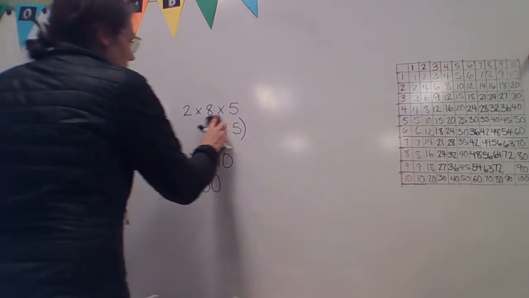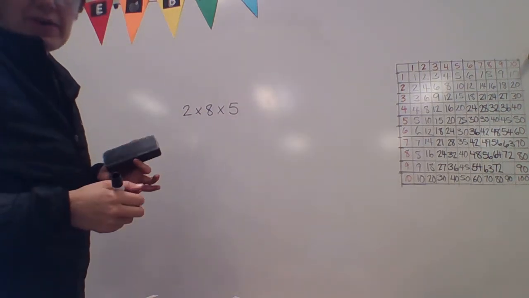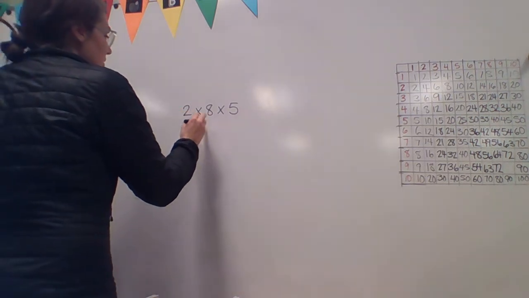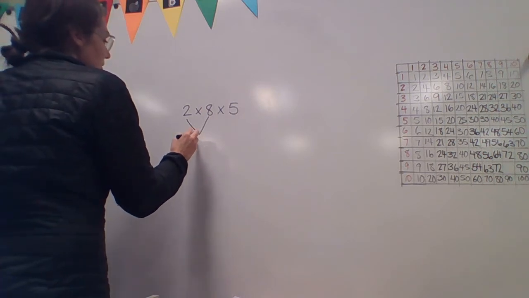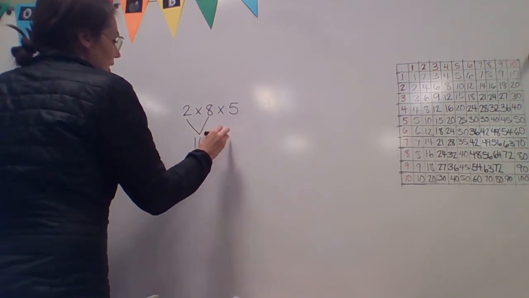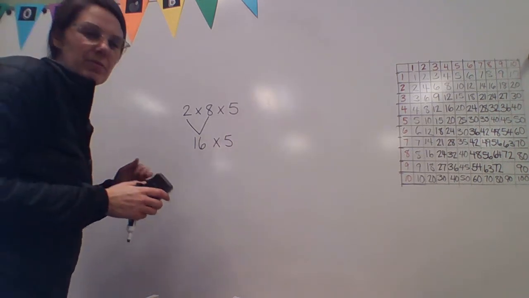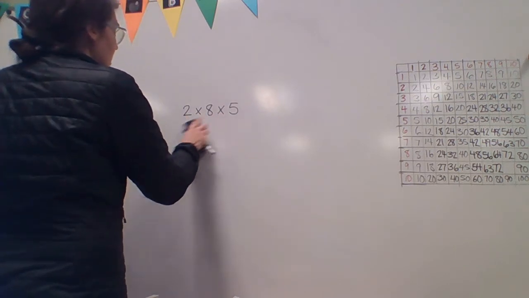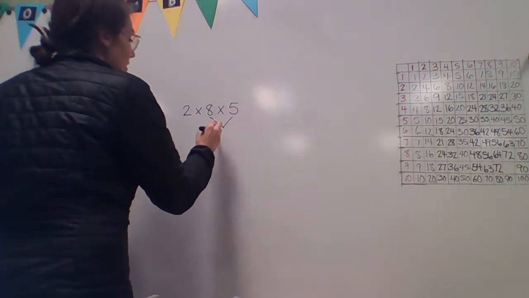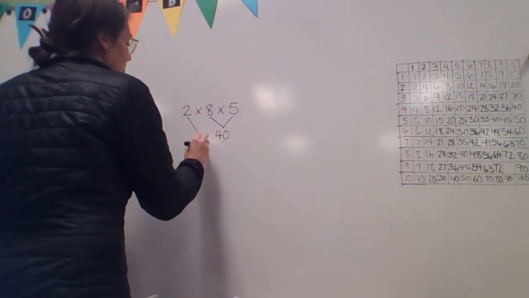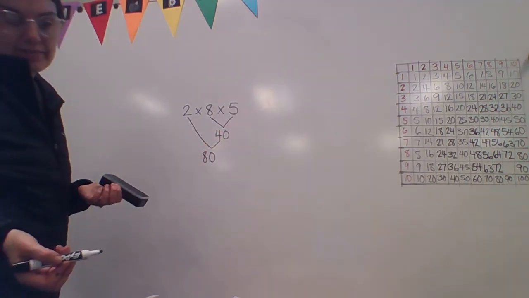The second model is showing you with a diagram. You still have 2 times 8 times 5, but it's showing you with your diagram that you can combine them however you like. If I multiply 2 times 8, that would get me 16, and then I can multiply it by 5. But let's say I don't really feel comfortable doing that. I could also say I have 5 times 8. I know that's 40. Then I'm going to have 2 times 40, which makes 80.